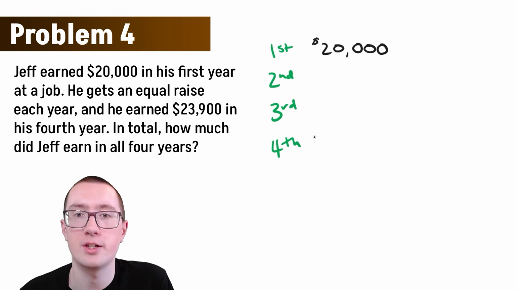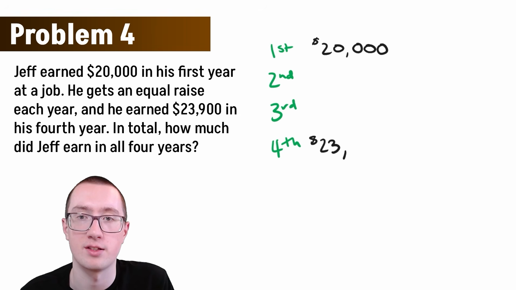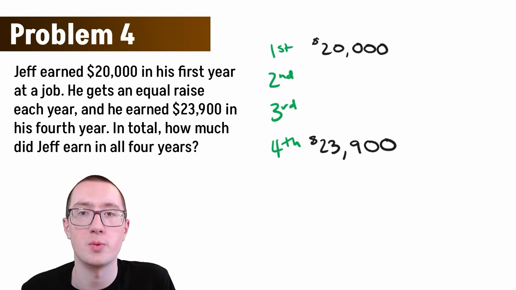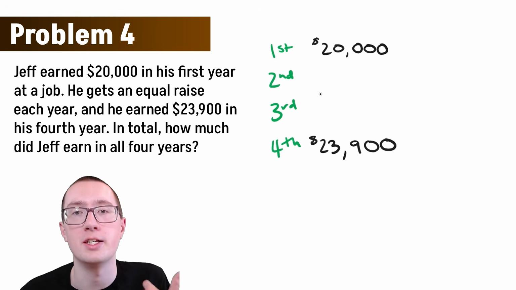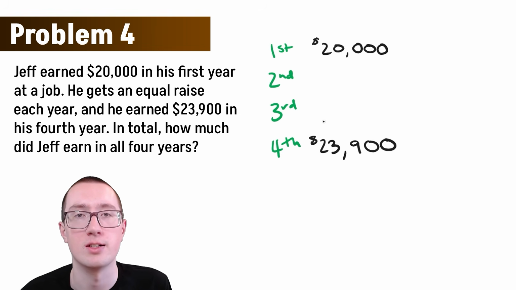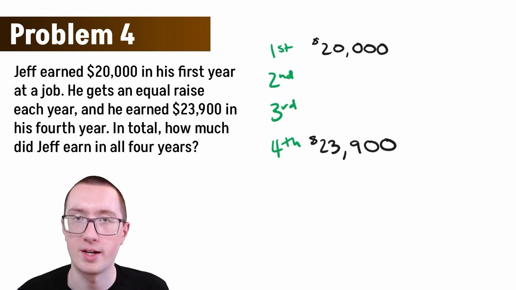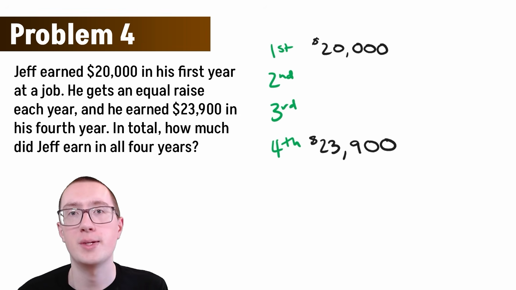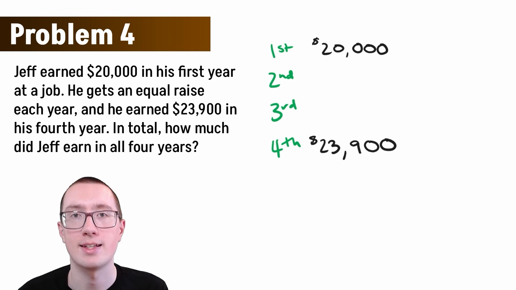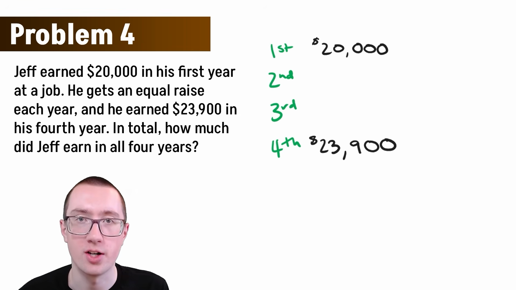And it says in his 4th year, he made $23,900. So, I mean, we already have 2 of the years, but we need to know what he made in the second and third years to add them together. Now, to solve this, we're going to have to do a little bit of big brain thinking, right? Because the one other piece of information it gives us is that he gets an equal raise each year.